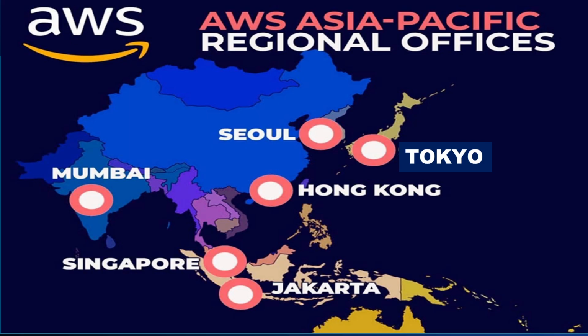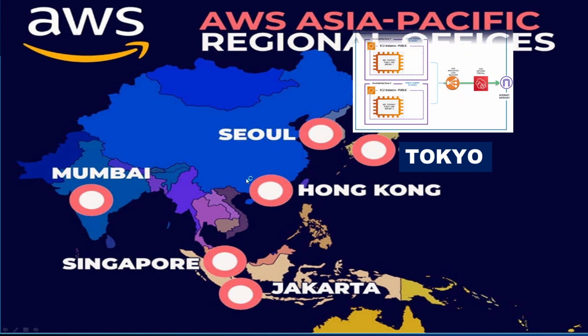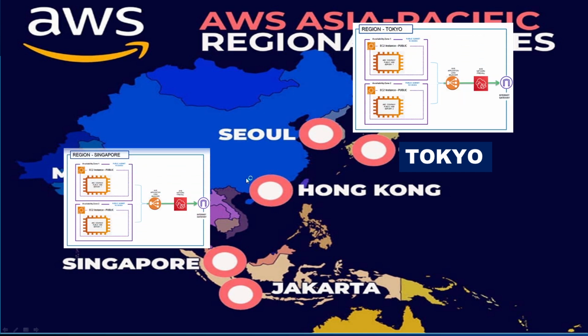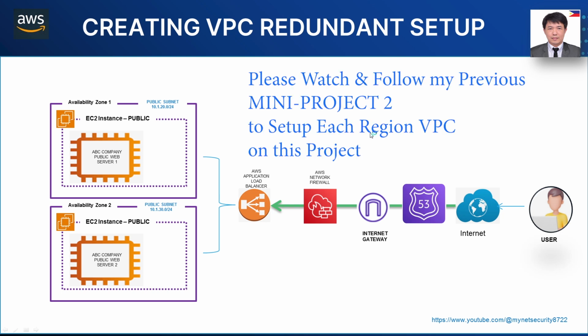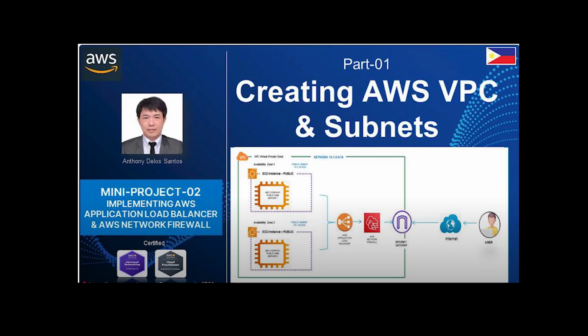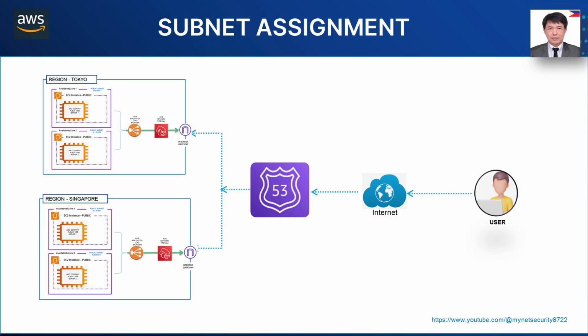With our primary customer base in Asia, I will deploy our primary web server in Tokyo, Japan, and the backup in Singapore. This strategic placement aims to reduce latency and ensure optimal website performance for our customers. This project will utilize the architectural design and network topology developed in my earlier mini project number 2. The only difference on this project is I will be using 10.1.0.0/16 for Tokyo and 10.2.0.0/16 for Singapore.